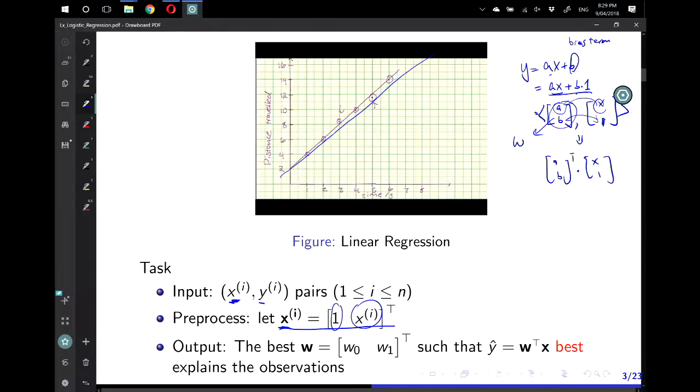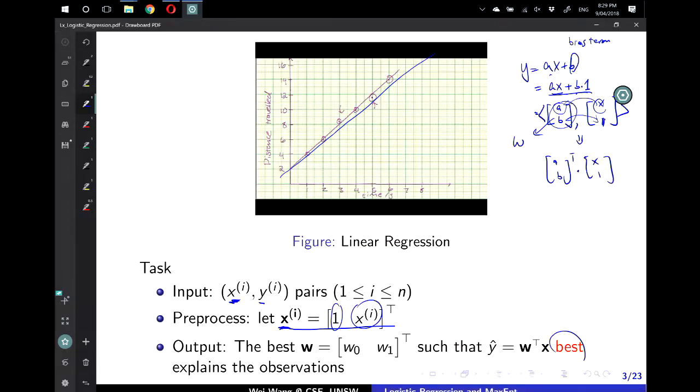So we try to find the best vector w, which consists of w0, which is going to be the b we wrote before, and w1, which is the coefficient together with the input x. We want to find the best w that explains the observed xi and yi. That's our goal. Before we can define the problem, we need to know what this best means.